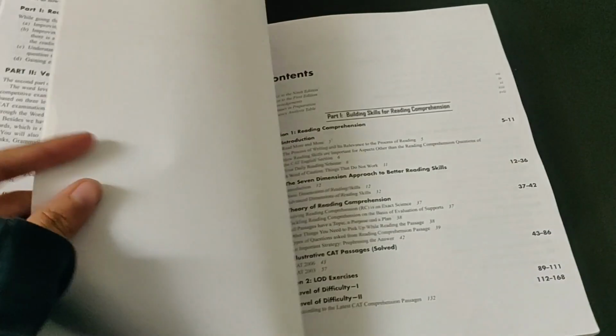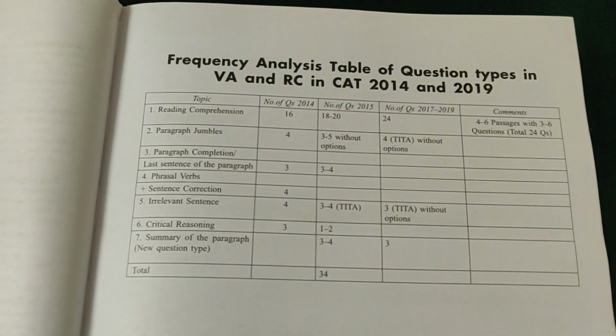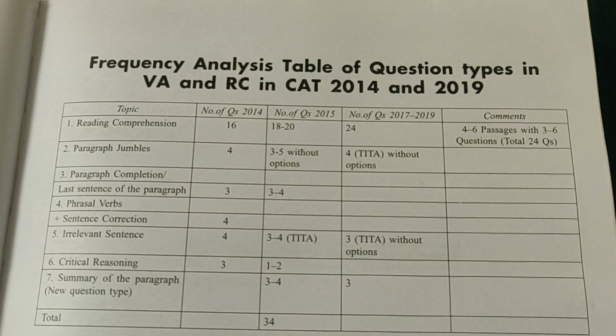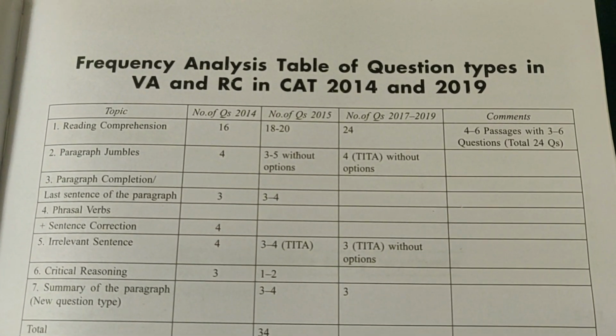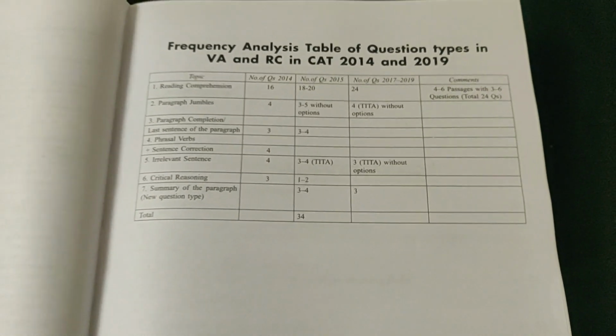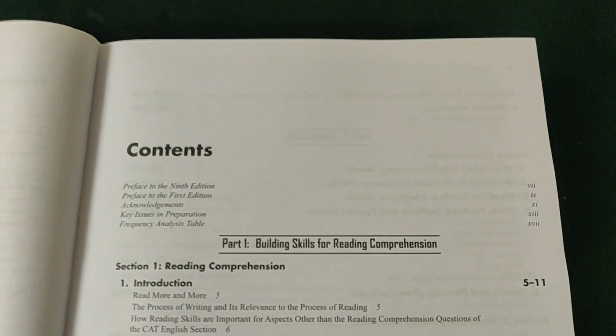Okay, so when we start off with the book, the first thing that we're going to see is the frequency analysis table, which shows that reading comprehension, para jumbles, para completion, sentence correction, odd one out, and critical reasoning questions or summary questions are the most relevant type of questions that keep appearing. So this will help you understand what are the topics that you need to prepare for the CAT exam.